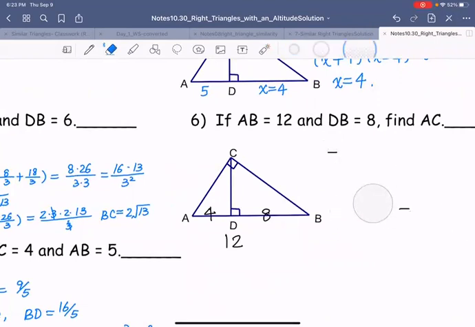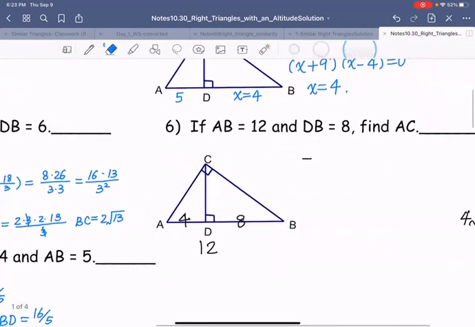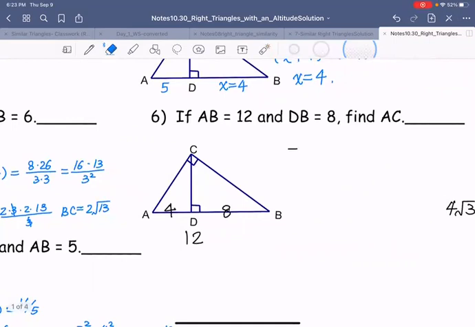Now let's do number 6. Look at number 6. See how you can do this one. Okay. Give a try.